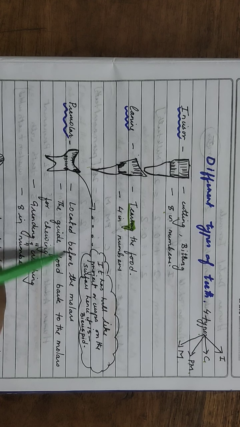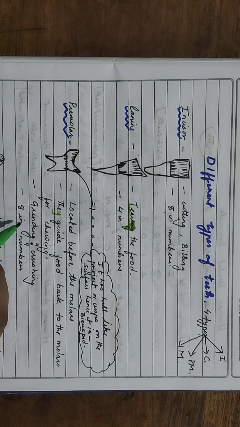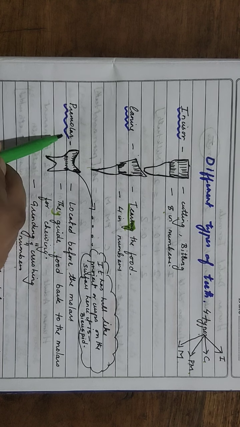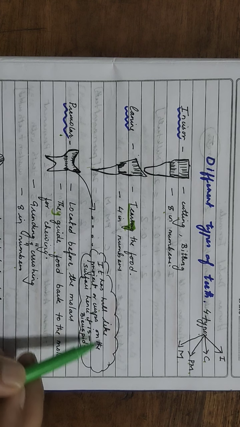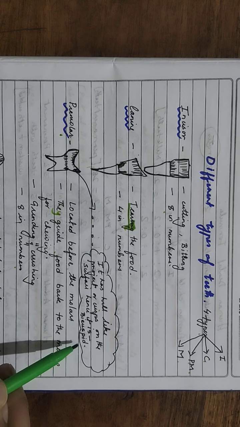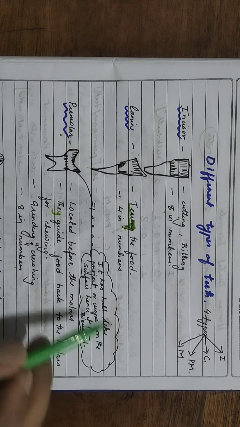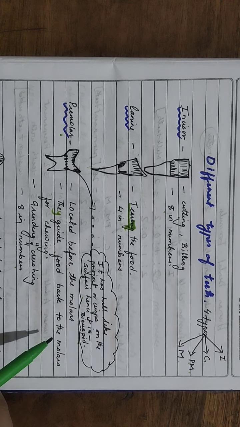Premolars are located before the molars. They guide food back to the molars for chewing, and they also help in grinding and crushing. There are 8 in number. Just remember a very important point: premolars have two cusps on the surface, hence they are known as bicuspid. Bicuspid, remember that.